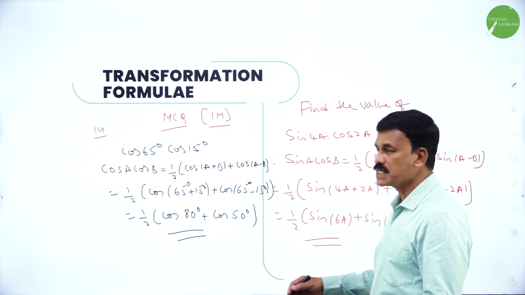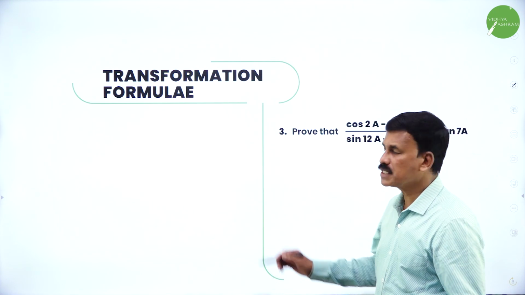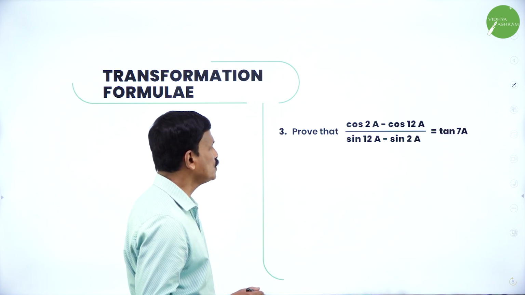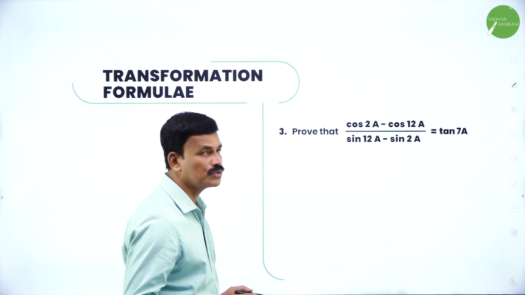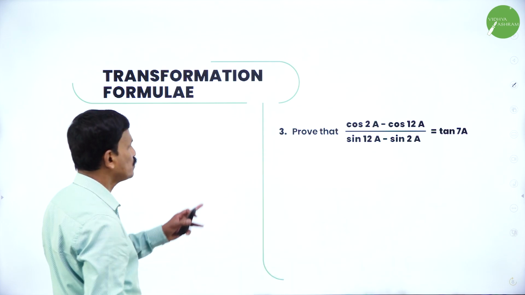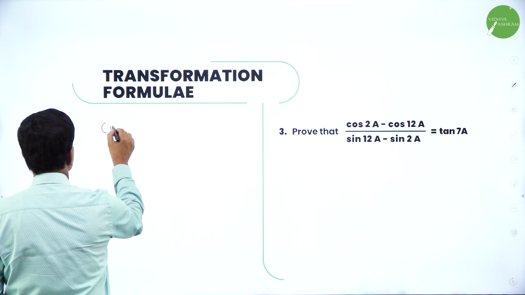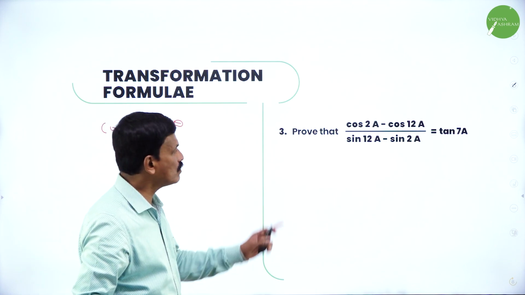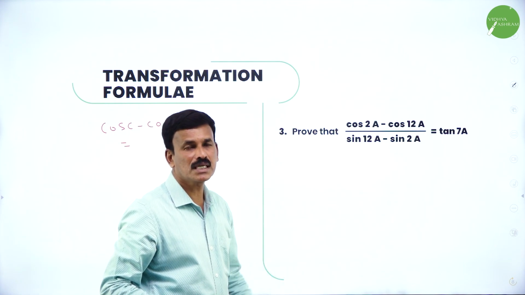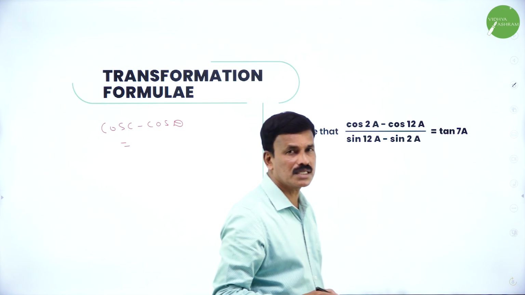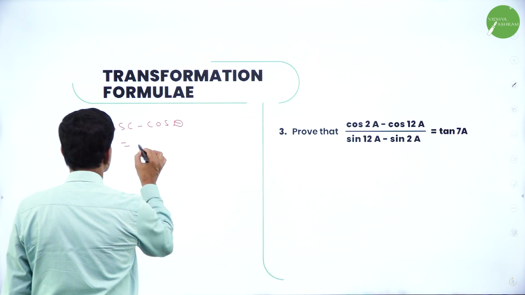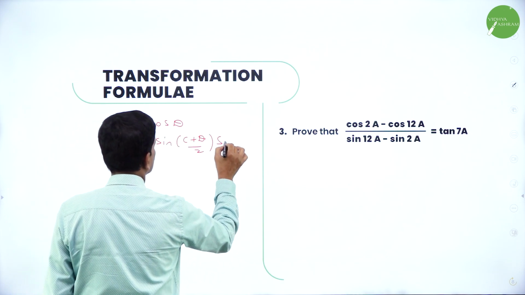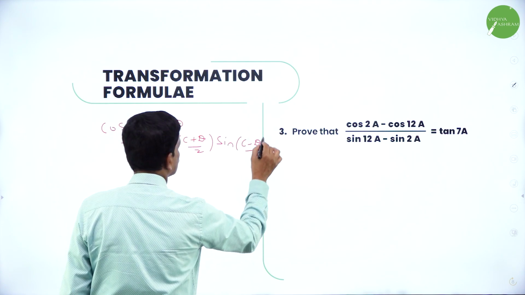Okay. Now based on this, let us take few problems. Now let us move on to the first problem. Prove that cos 2a minus cos 12a divided by sin 12a minus sin 2a is equal to tan of 7a. Now if you observe, the numerator is of the form cos c minus cos d. What is the formula for cos c minus cos d? Cos c minus cos d is equal to minus 2 times sin of c plus d by 2 into sin of c minus d by 2.